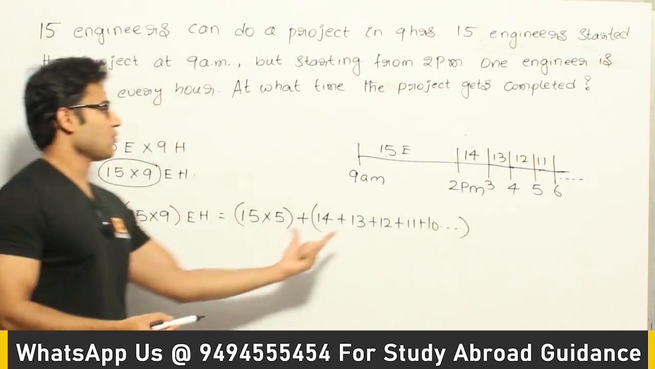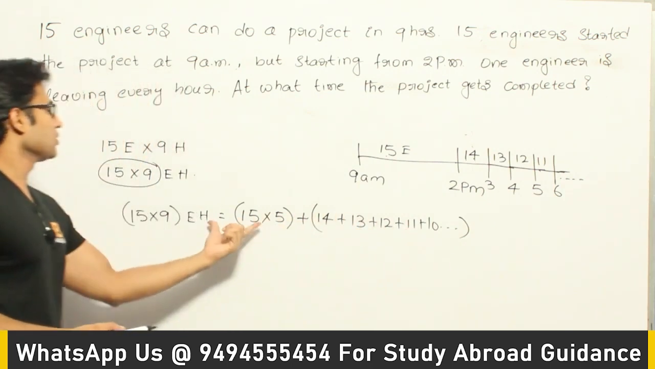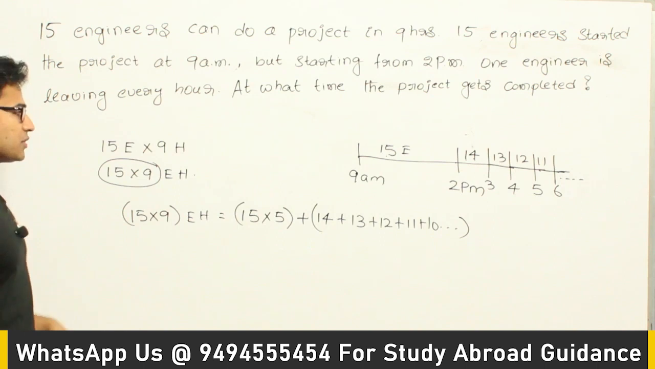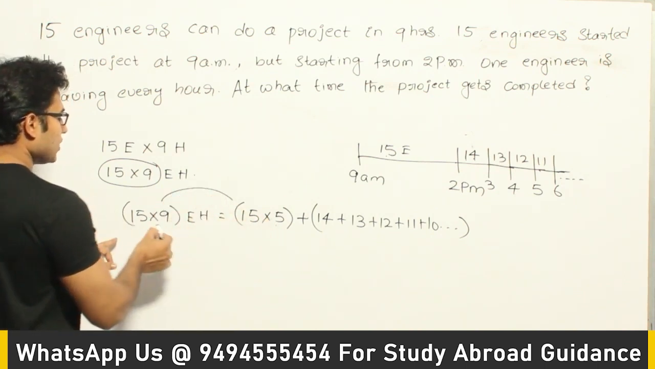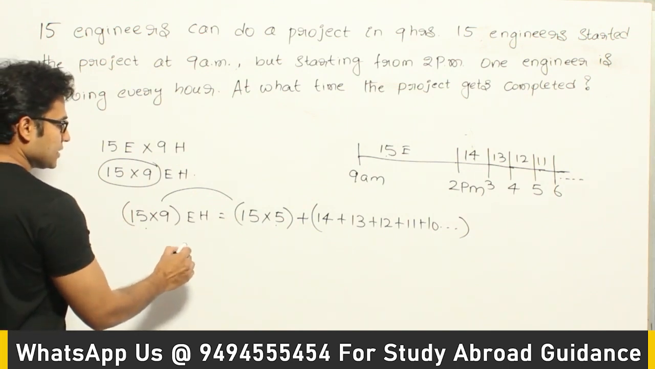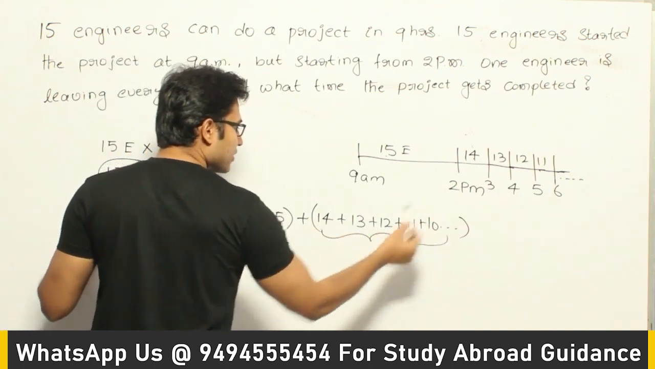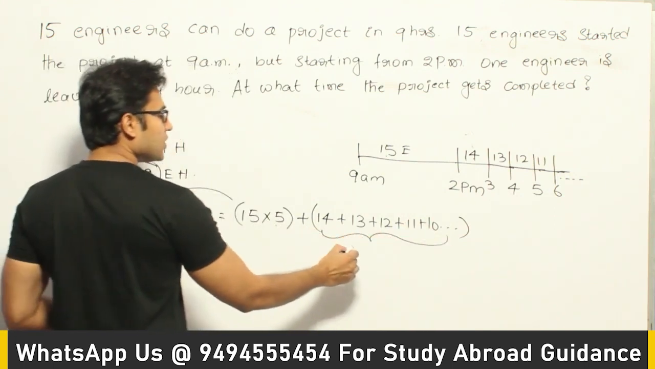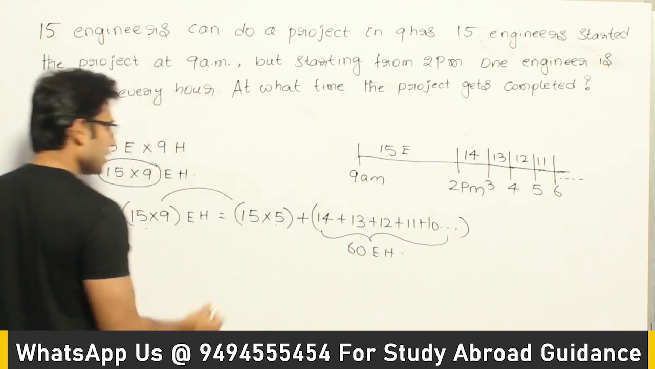And now we don't know what this number is going to be, right? So this number should be equal to the difference between these two. If you find out the difference, it is going to be 15 into 9 minus 15 into 5, which is 15 into 4, which means 60 engineer hours. So this entire sequence is going to be equal to 60 engineer hours. Are you getting this?